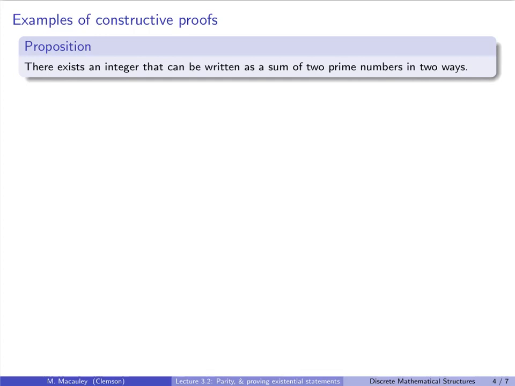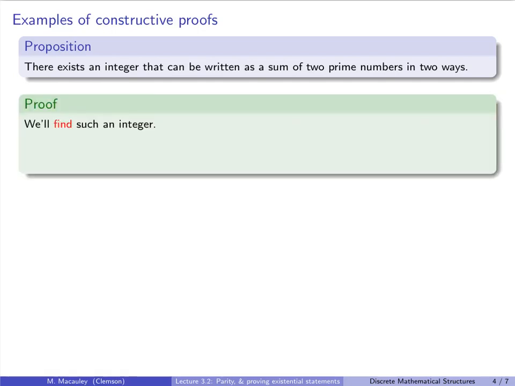We usually use theorem when it's a big central result. Okay, so here's a quick proposition: there exists an integer that can be written as a sum of two prime numbers in two different ways. To prove this, we will find such an integer. It's not hard to come up with one. You don't need to go that big. Note that 10 can be written as 5 plus 5 or 3 plus 7. Now we're done. I'm using the term find because I didn't come up with a formula or tell you how to find one. I explicitly gave you an example.